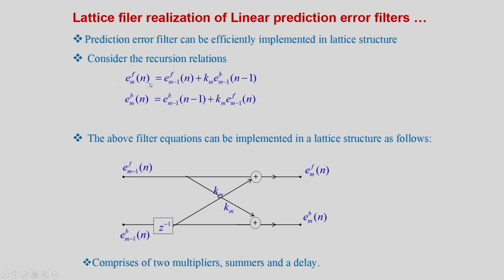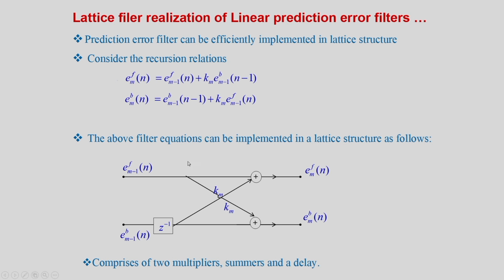Therefore, Em Fn is the sum of Em minus 1 Fn and Km times Em minus 1 Bn minus 1. So, this we can write using filter elements like Em Fn is equal to Em minus 1 Fn plus, this is the delayed version of Em minus 1 Bn. So, here output will be Em minus 1 Bn minus 1, and that will be multiplied by Km and it will be added.